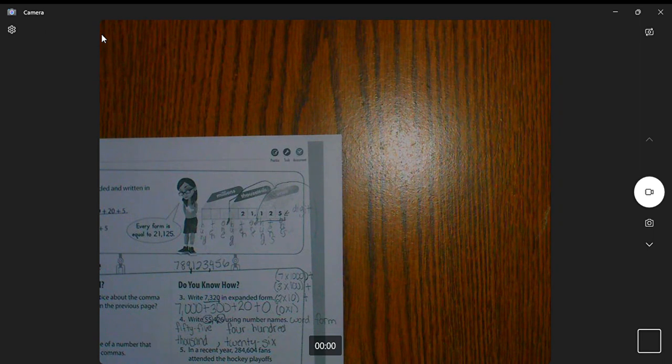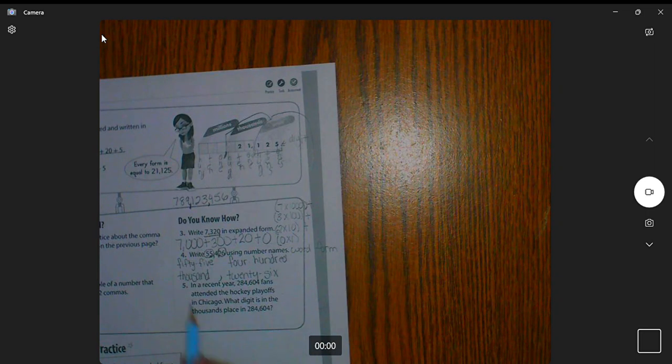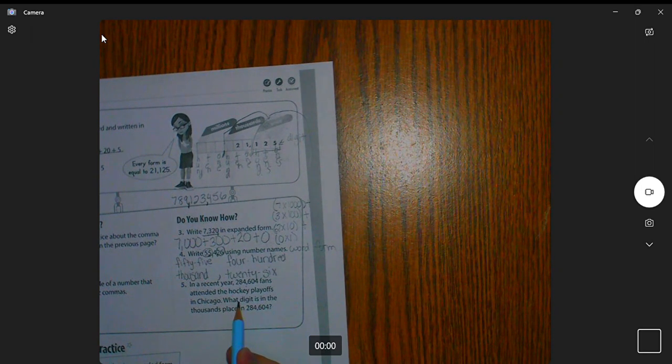Now, when I'm looking at place value, sometimes it'll ask me for the digit. The digit, remember, is just the singular number within the number. In a recent year, 284,604 fans attended the hockey playoffs in Chicago. What digit is in the thousands place? Well, I can't just look at it and know. I have to be able to count it.